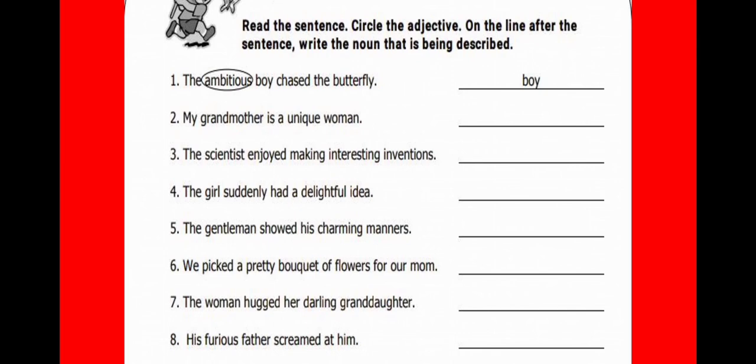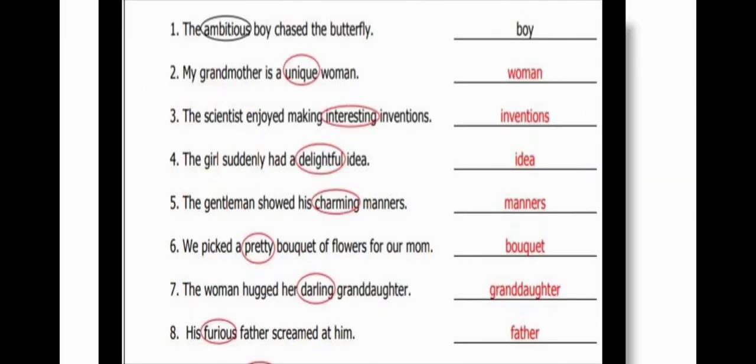Let's see the last one. His furious father screamed at him. The word furious is describing the noun father in the sentence. So furious is an adjective and father is a noun which is being described. So we will circle furious and we will write father in the given blank. Here answers are given.